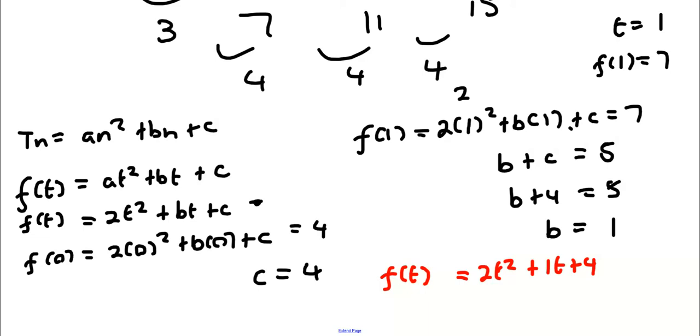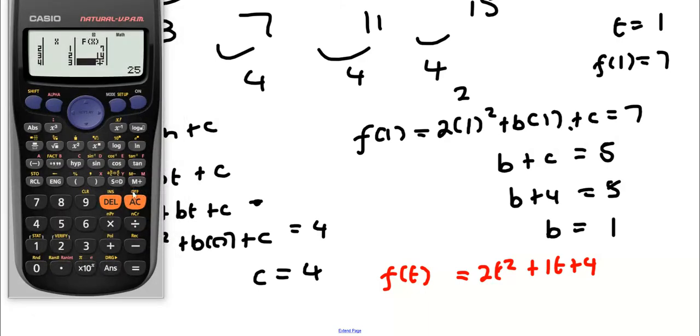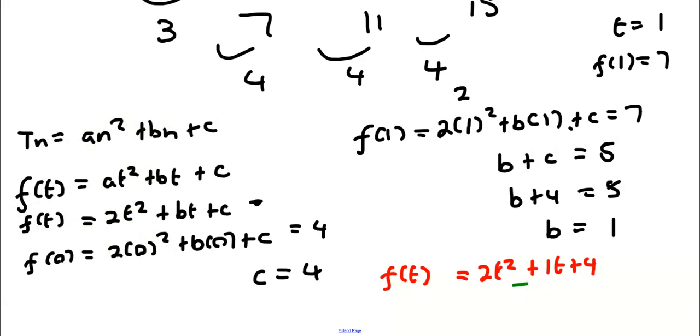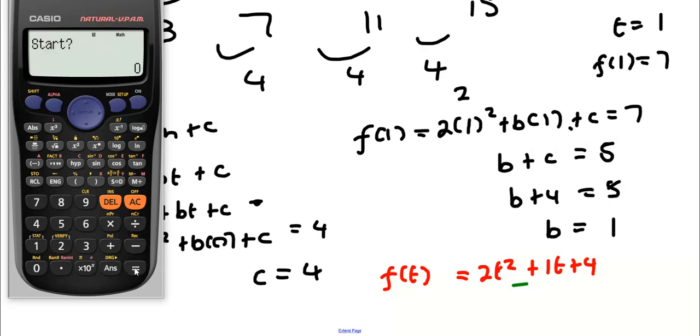Get out your calculator. Put in the formula, the red formula, okay? You start at 0, end at 20, step of 1. Keep going through the list until you find the number you're looking for.